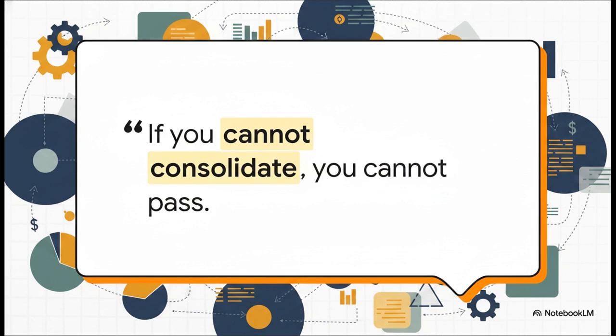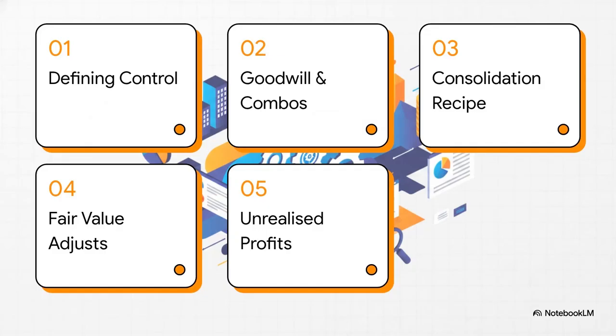But here's the good news. Consolidation is a highly logical, highly repeatable process. Once you actually see the underlying structure, what looks like this chaotic mess of numbers just becomes a totally predictable, completely solvable puzzle. So, here is the builder's blueprint we're following today. 1. Defining control under IFRS 10. 2. Goodwill and business combinations. 3. The basic consolidation recipe. 4. Mastering fair value adjustments. And finally, 5. Cleaning up unrealized profits.